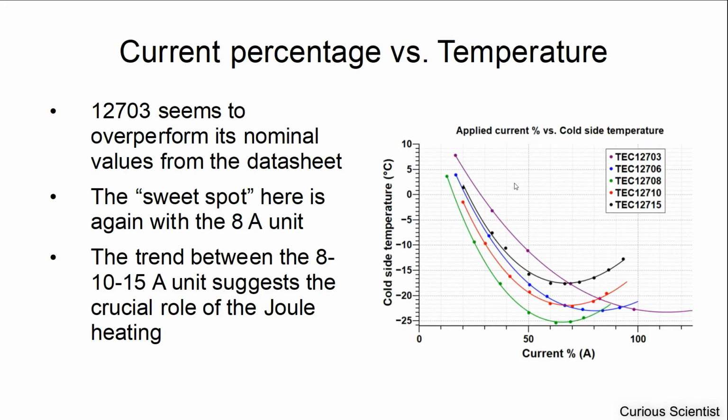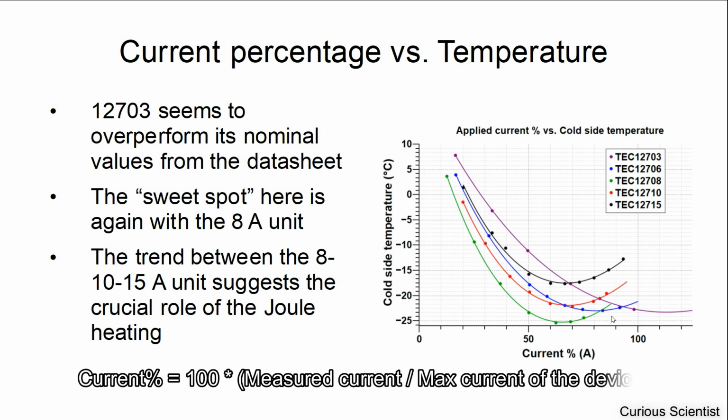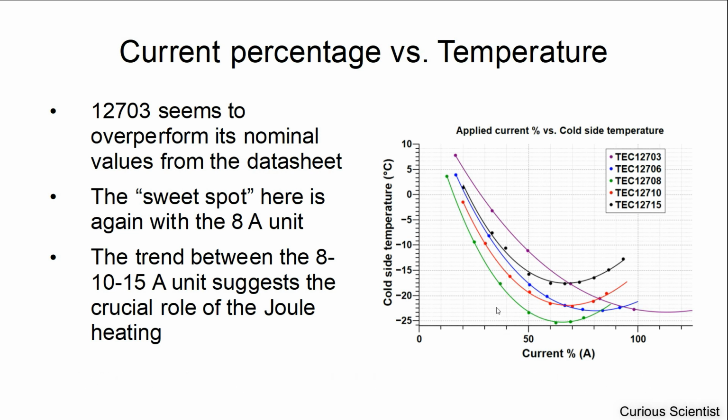So here is another maybe interesting set of curves. Here I put the current percent, and what I mean is that I took the maximum current and I also took the applied current, and I always divided the applied current by the maximum current of the device. So in each case you can see that I divided these numbers with the measurement values. So here, for example, we know that this was 4 amperes because this is 50% of the applied current, and then here this was 5 amperes and so on.